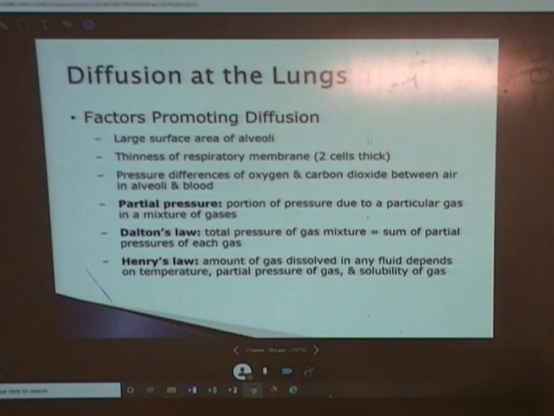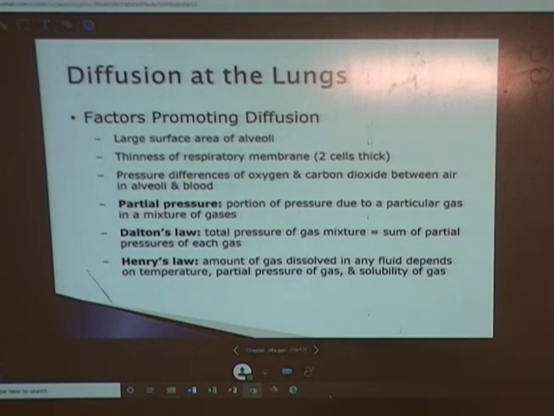All right, so we said that the main role of the respiratory system is gas exchange. So what are the variables involved that promote gas exchange, right, diffusion? The first one is this massive surface area that we have, okay? The second one is how tiny the respiratory membrane is, the gap between the alveoli and the bloodstream. It's very, very small.